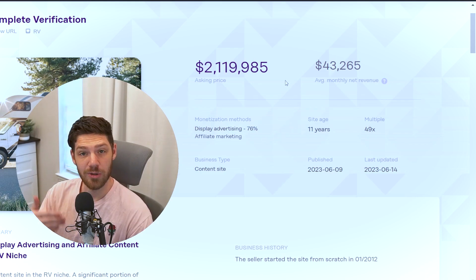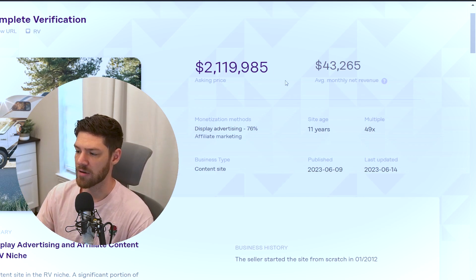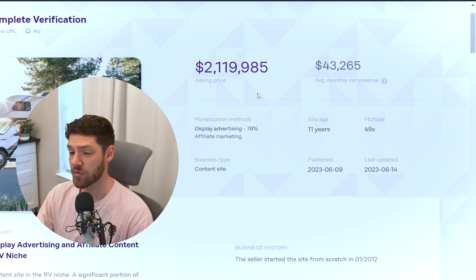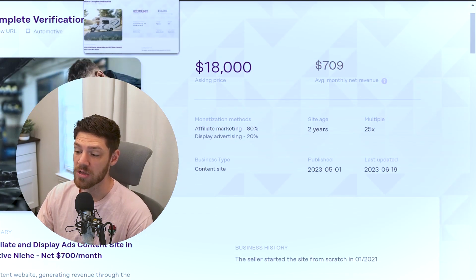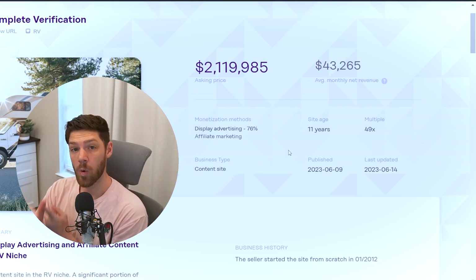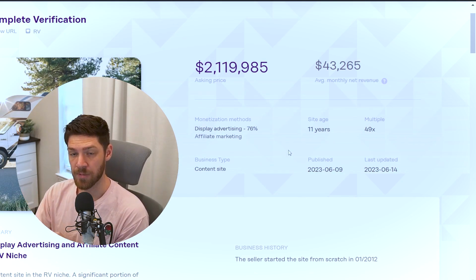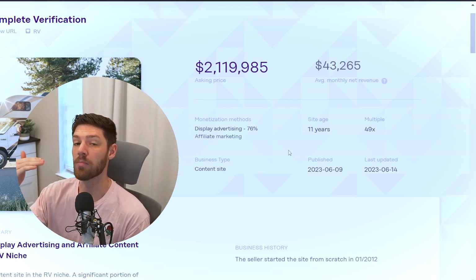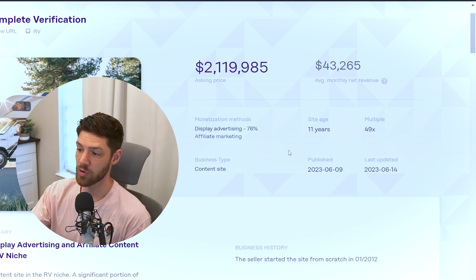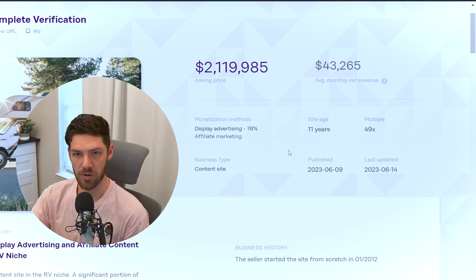And so one thing I want to point out here that you might have seen that's different from the one that we just looked at is this multiple. This multiple is 49 and that multiple was 25. The reason for that is this site is a lot older and it makes a lot more money. The more money the site makes and the older it is, the higher the multiple will be. The multiple is just how much it sells for. For example, this one's 49, so you would take the monthly cash flow multiplied by 49. That's how you get the 2 million.